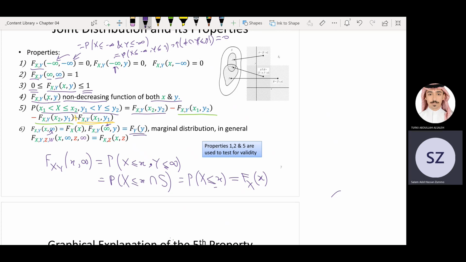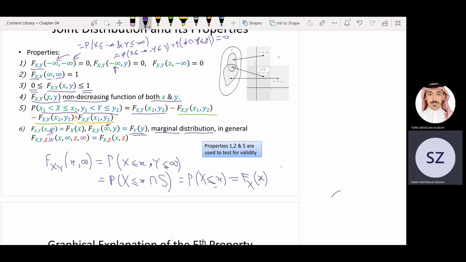And what do we call this, guys? Marginal distribution. Why marginal? Because we marginalize y here. We marginalize, sorry, y here. We marginalize means we treat it as if it doesn't exist. And here we marginalized x, and we get the marginal. So basically, when I put infinity at y, I get the marginal distribution of x. When I put infinity at x, I get the marginal distribution of y.